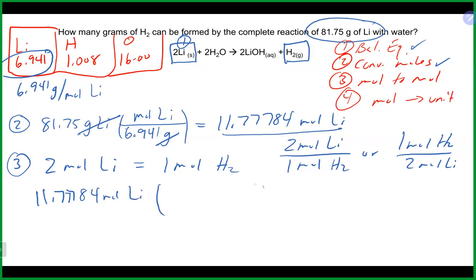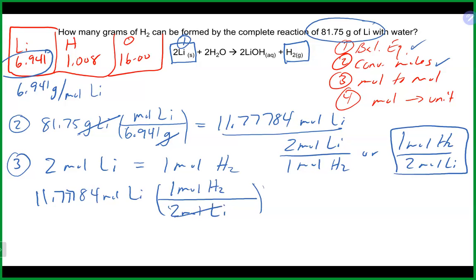Once again here, this is the big stoichiometry part. We want to get rid of lithium, which is on top. So again, we want to go opposite. We're going to use the conversion factor on the right, which will be opposite of where we have lithium right now. So 1 mole of hydrogen, 2 moles of lithium. That is the big stoichiometry step right there. That cancels out the moles of lithium, divided by 2. Once again, I'm going to take it to a few digits here, 5.8889 moles of lithium.